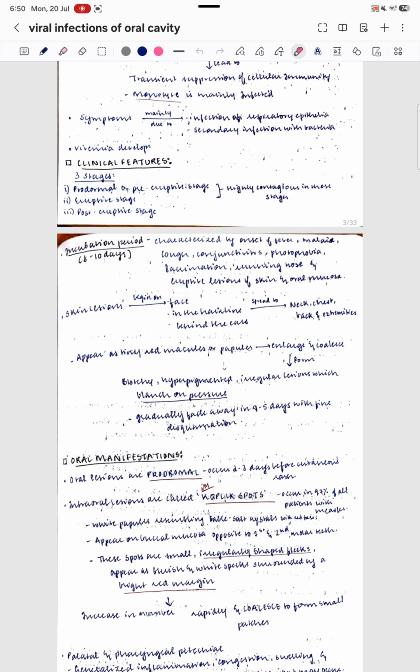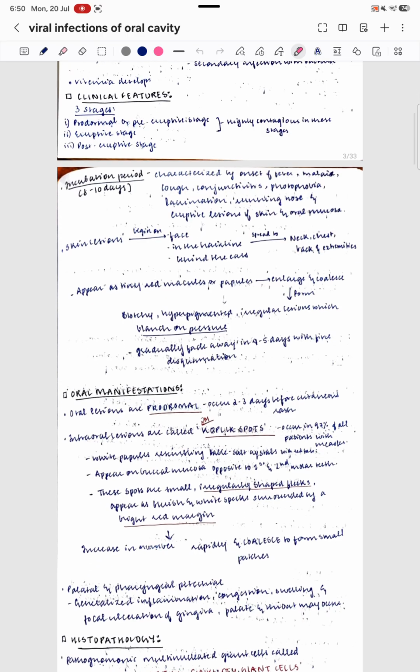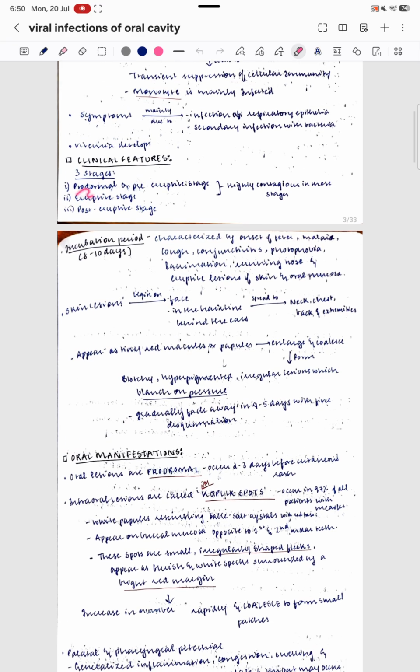Clinical features mainly occur in 3 stages: prodromal stage, eruptive stage, and then the post eruptive stage. Measles is highly contagious in the prodromal stage.